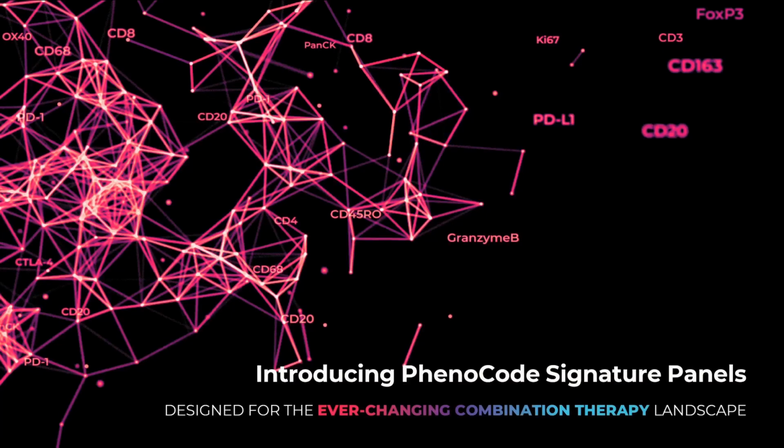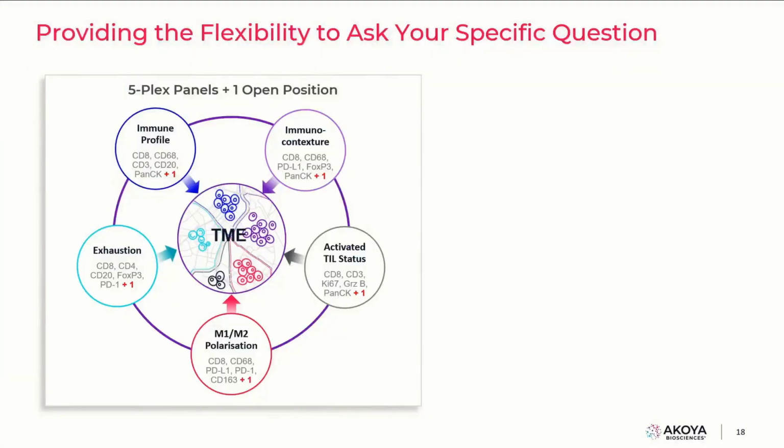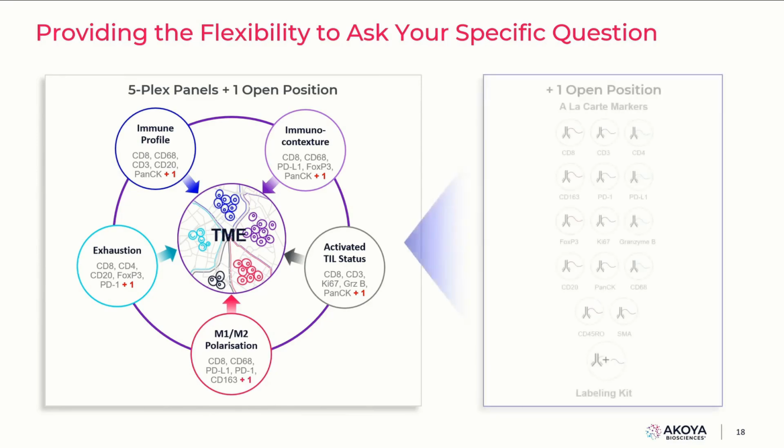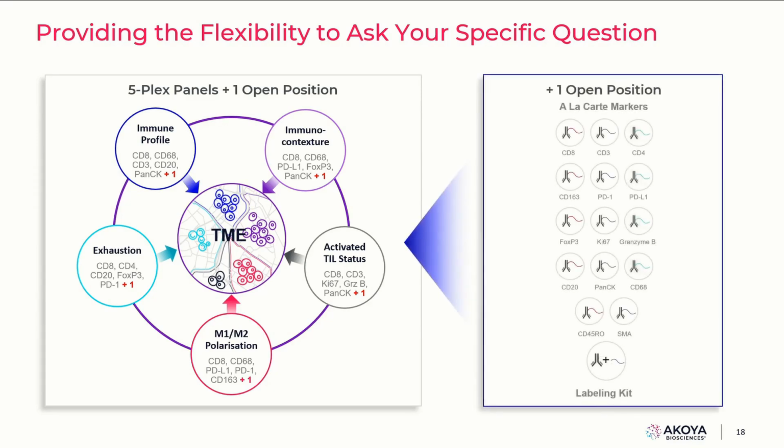And these are available via a suite of targeted panels we call the PhenoCode signature panels. And as I mentioned earlier, in total, there are 5 panels. Moreover, each panel has been designed as a 5-plex with the option of adding on a +1 as the 6th marker. This 6th marker can be any of the markers we offer or an antibody of your choice.